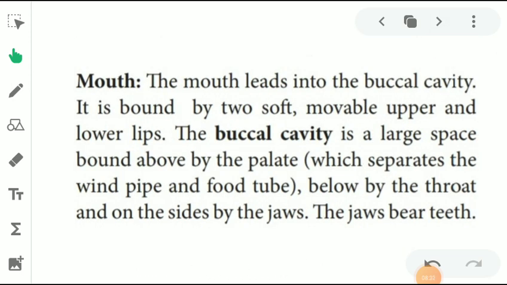First, the mouth. The mouth leads into the buccal cavity. It is bound by two soft, movable upper and lower lips. The buccal cavity is a large space bound by the palate, which separates it from the food pipe, below the throat, and at the sides by the jaws bearing teeth.